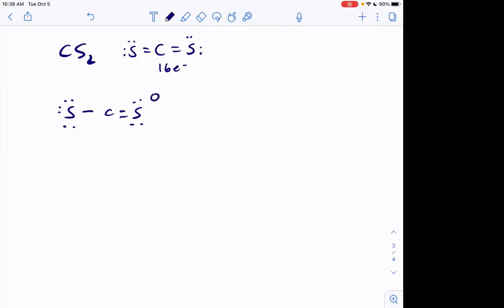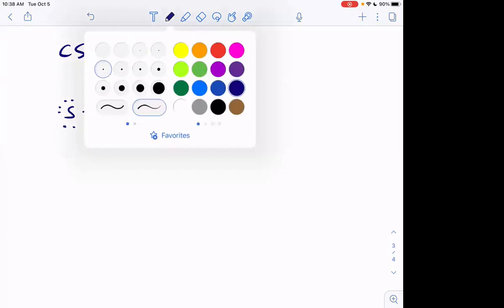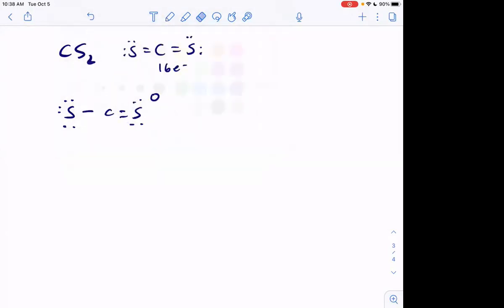0. Plus you still only have 3 bonds on the carbon. So you know the other sulfur is going to get a 0 also, if we just do the same thing. Now everything has a formal charge of 0. Carbon's got its 4 bonds. That's carbon disulfide. Okay. You good on that one?